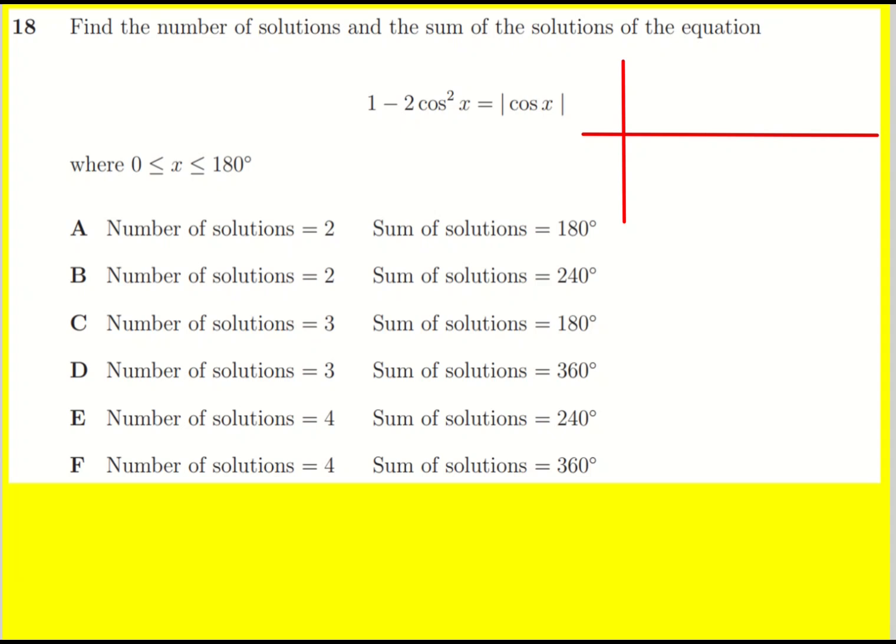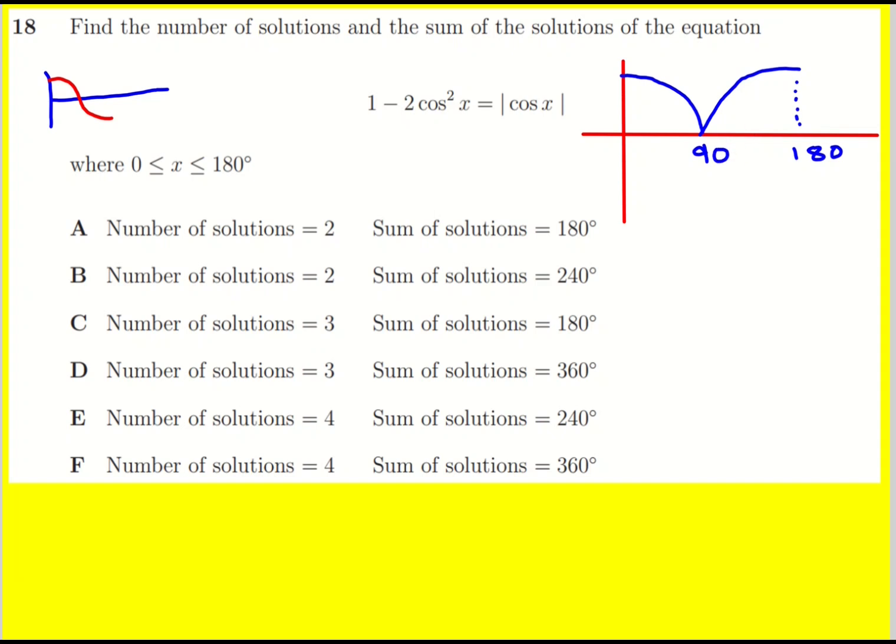Right, let's look at cos x between 0 and 180. It just comes down and then looks like that, which means when I take the modulus, it's going to come down, but then just bounce back up. All right, so that's that graph sorted.